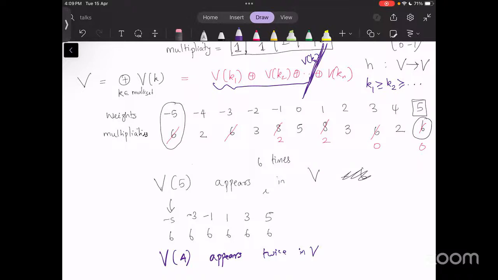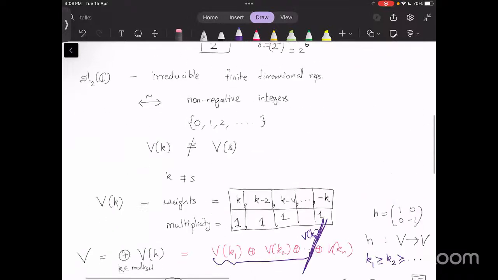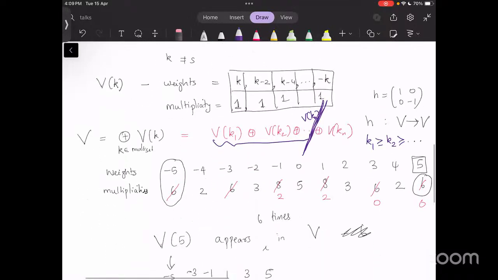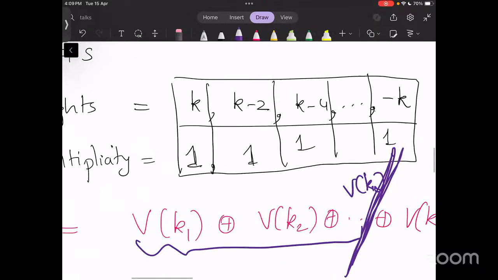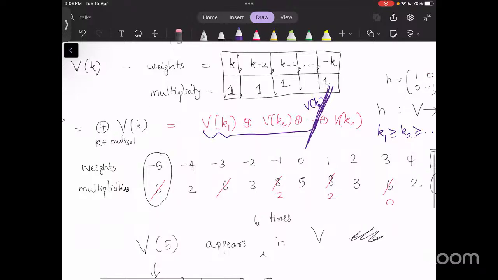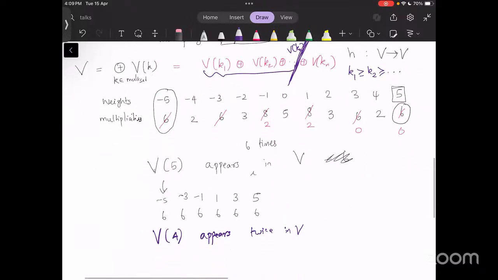And what are the weights in V4? What are all weights that appear in V4? When we have V_k, the weights that appear are k, k minus 2, k minus 4 up to minus k, right? So the weights that appear in V4 are 4, 4 minus 2 is 2, and then subtracting 2 again, it is 0. So these are the weights that are going to appear in V4.